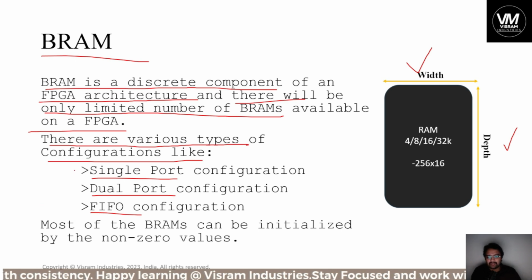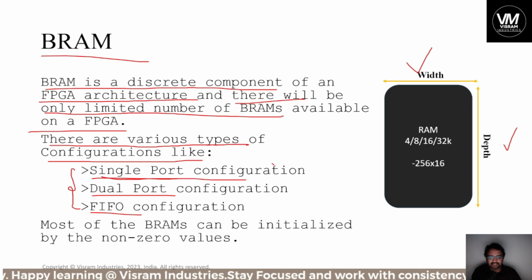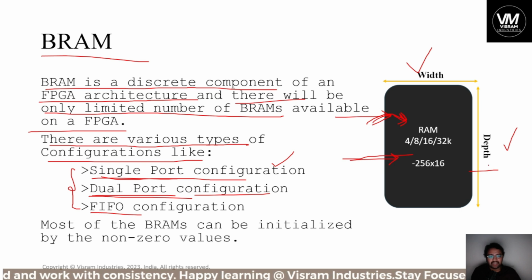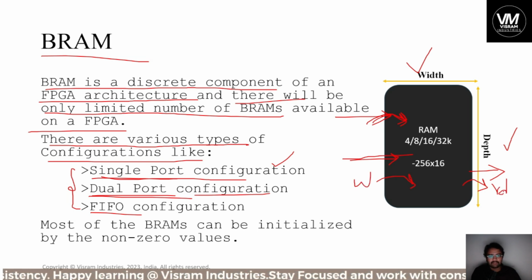There are different types of configurations. Some BRAMs can be used with single port configuration, only one single port, and some BRAMs can be used for dual port configuration, both in and out. If it is single port only, you can only write, simple. If you have both ports, you can read from it and you can write into it. Always from the memory you read, and always to the memory you write.